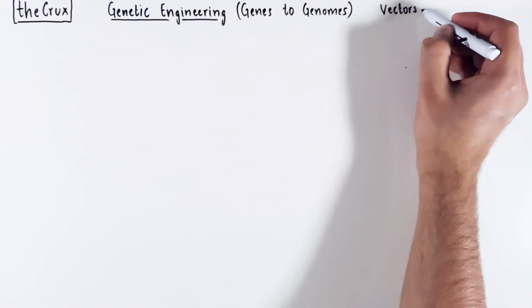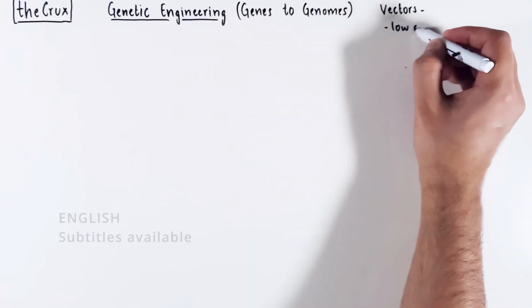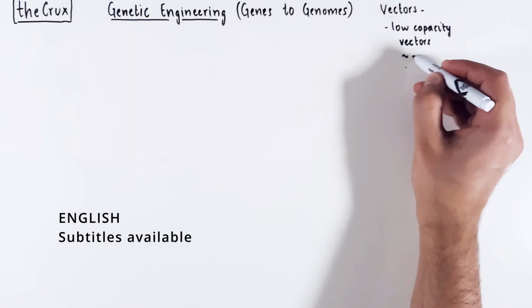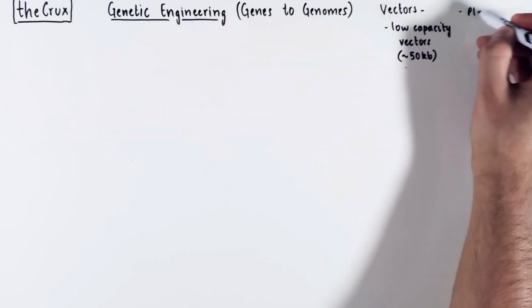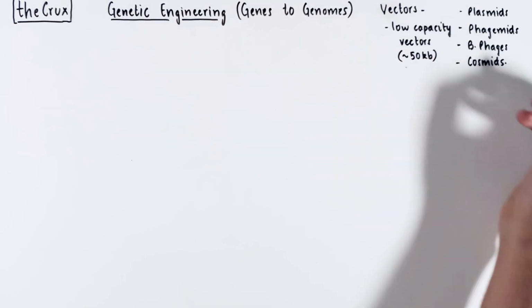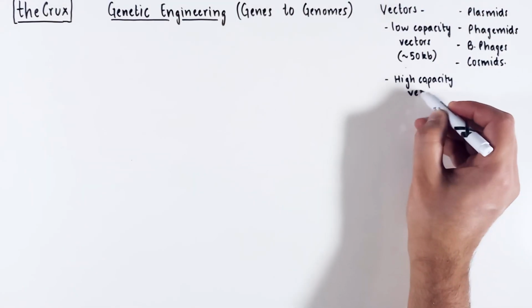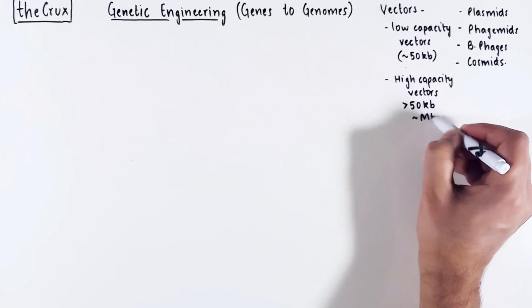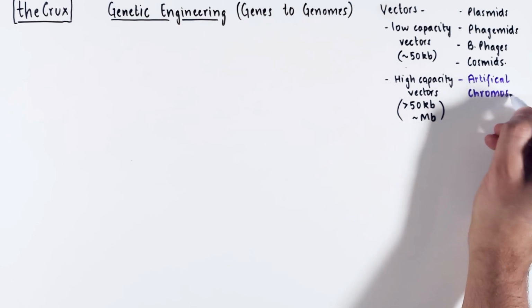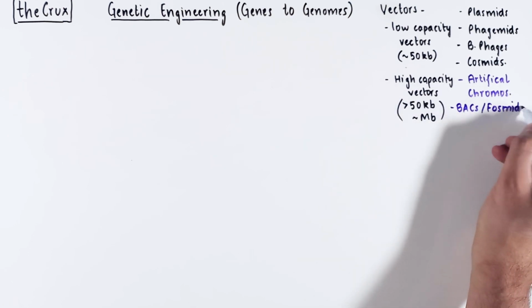Vectors in molecular cloning can be broadly split into low and high capacity vectors. Anything with a capacity of less than 50 kb can be considered low capacity. This includes plasmids, phagemids, bacteriophages, and cosmids. High capacity is anything from 50 kb to the megabase range. This includes artificial chromosomes, BACs, phosmids, YACs, PACs, and other derivatives.